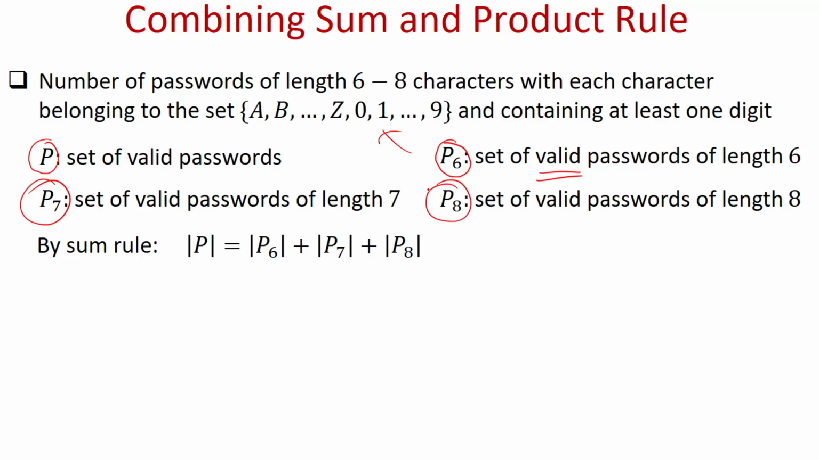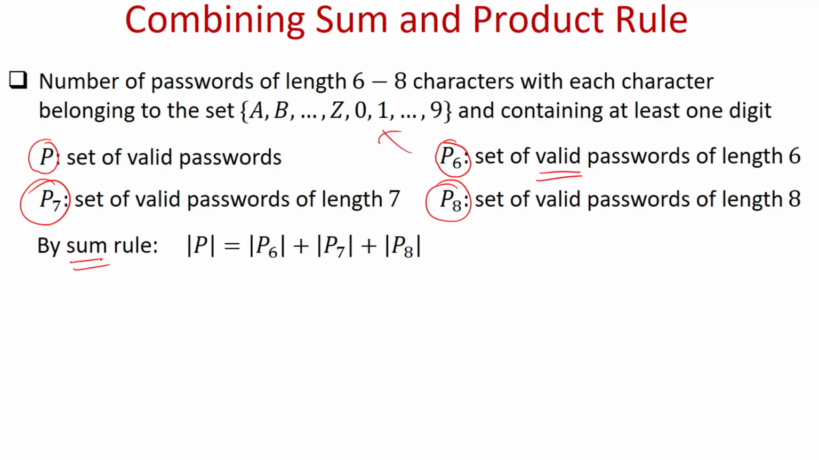And by the sum rule, I can say that the cardinality of the set of valid passwords is the same as the cardinality of the set P6 and P7 and P8, right? And there is no overlap. You can't have a password which is simultaneously of length 6 as well as length 7 as well as length 8. So that's why we can apply the sum rule here.